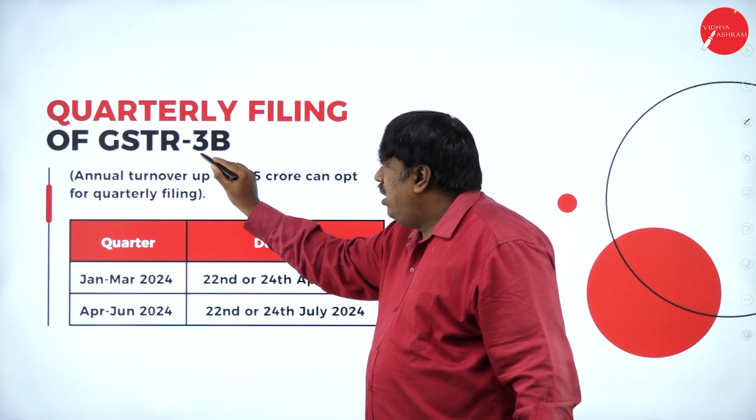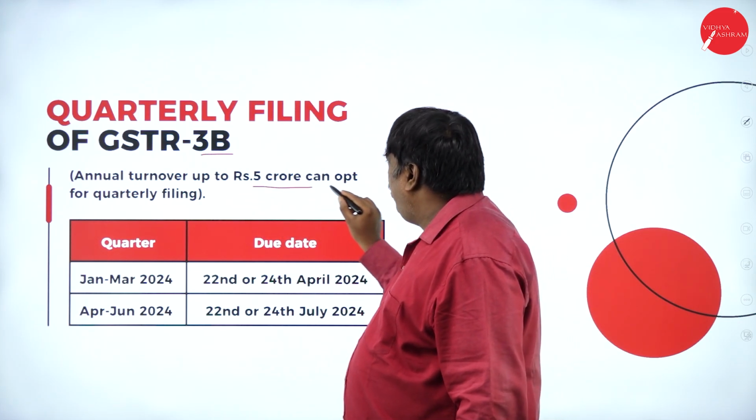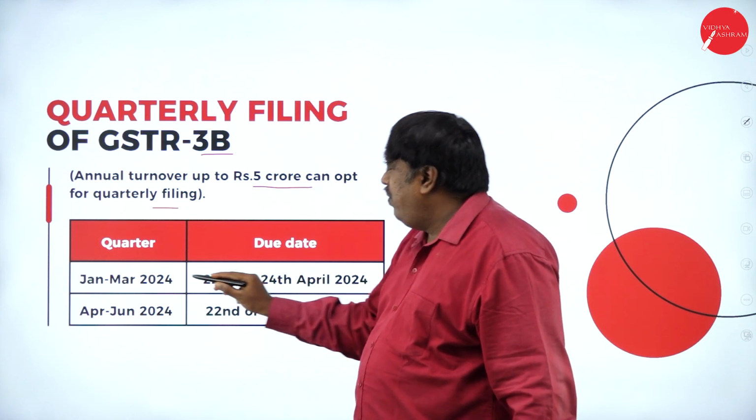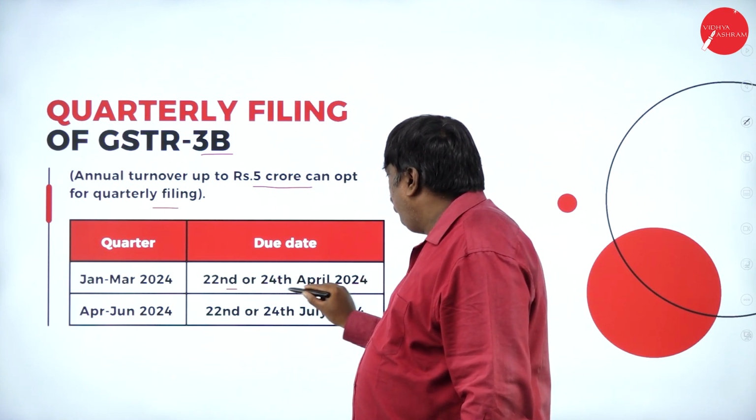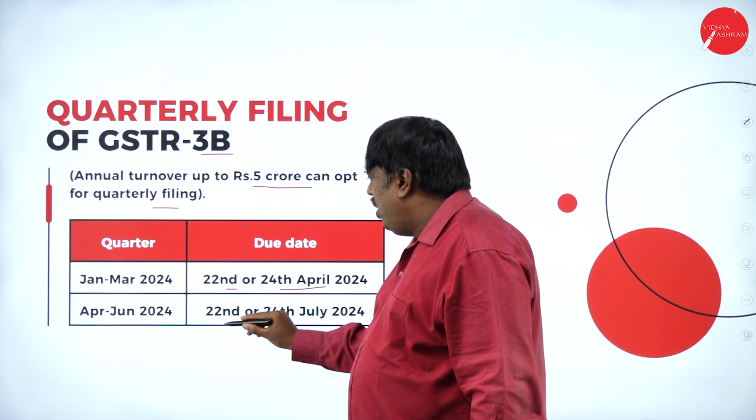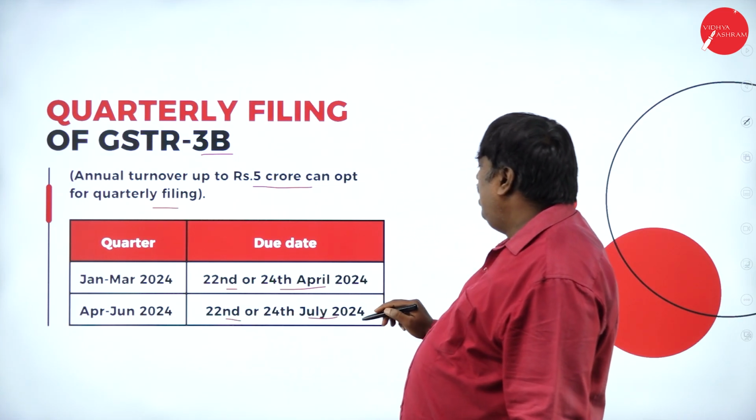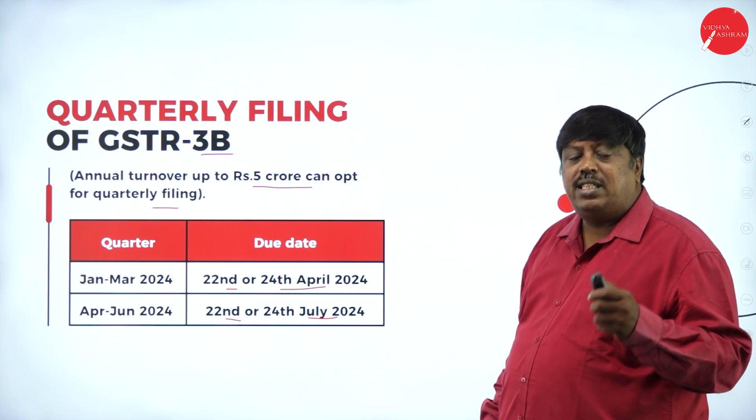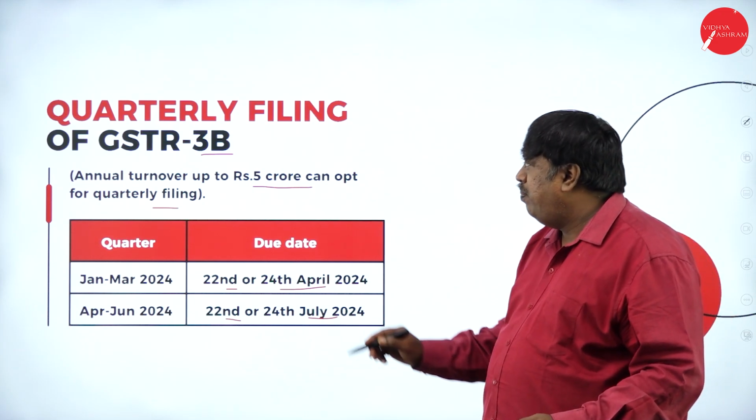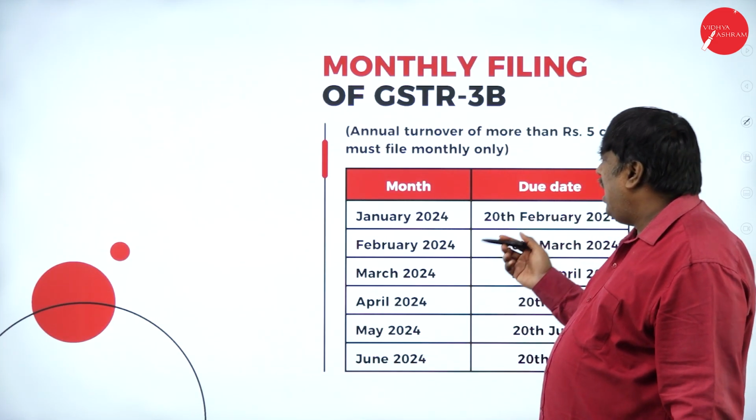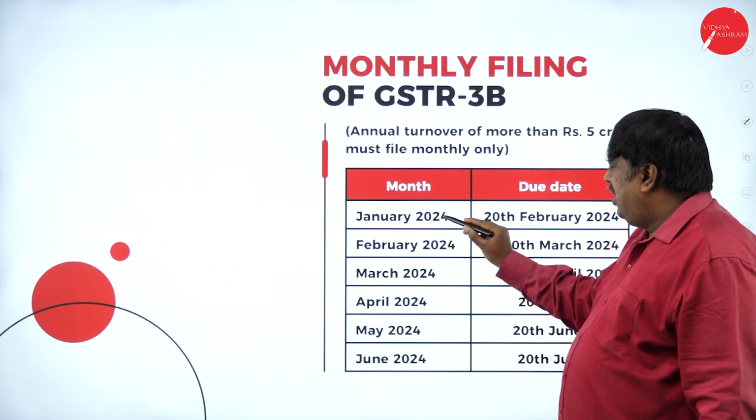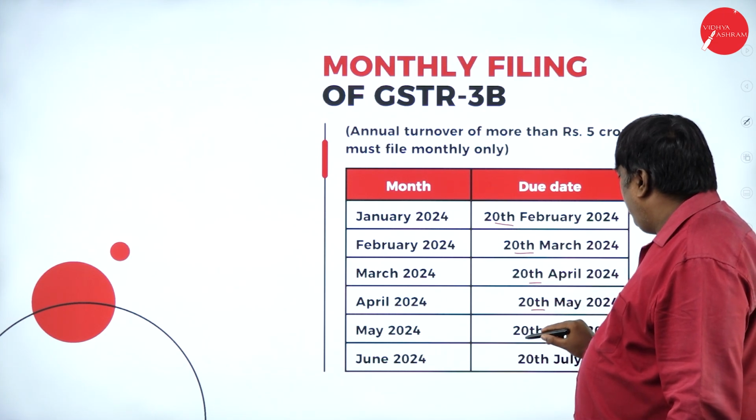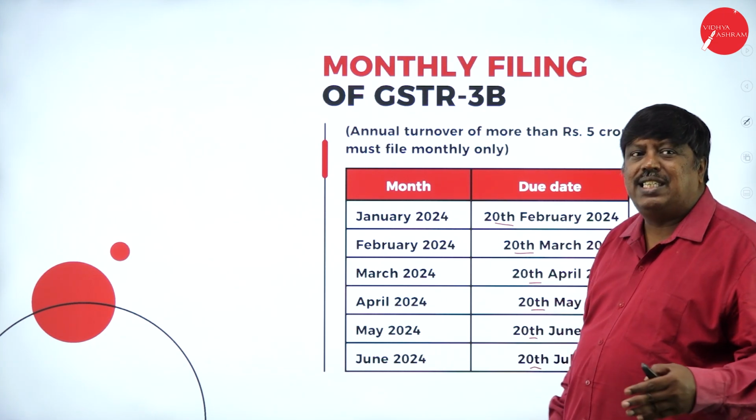Next, we have 3B. Annual turnover up to 5 crore can opt for quarterly filing. Here also the same thing, January to March, but 22nd and 24th of April will be the due date. For this one, 22nd or 24th July of 2024 is the date for registered persons who are using Form 3B. And if they have monthly returns, the date is the 20th of the following month, that is called the succeeding month.